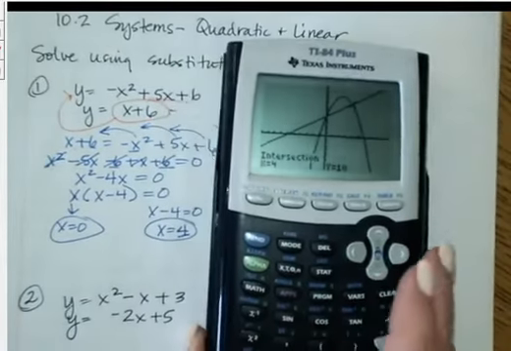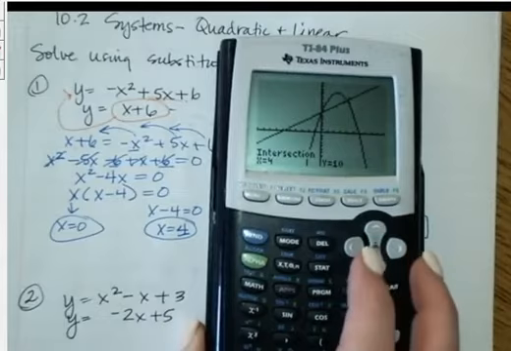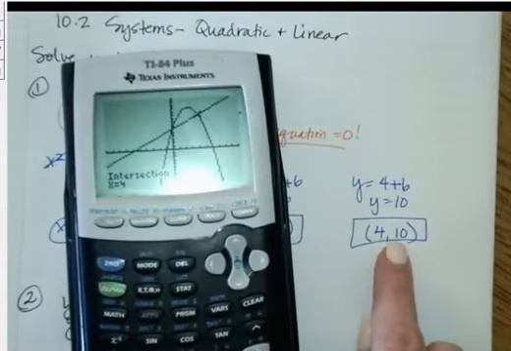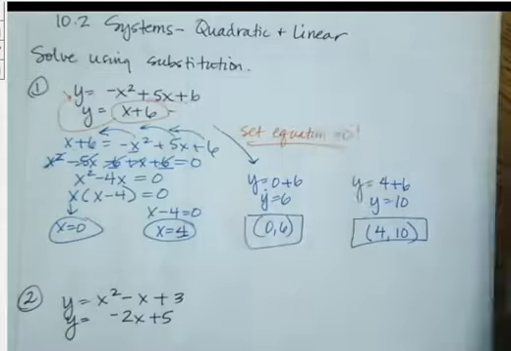I guess you can't see it because of the glare. But there it is, 4, 10. And that is what we found algebraically. All right, so you can always check your work with your calculator.